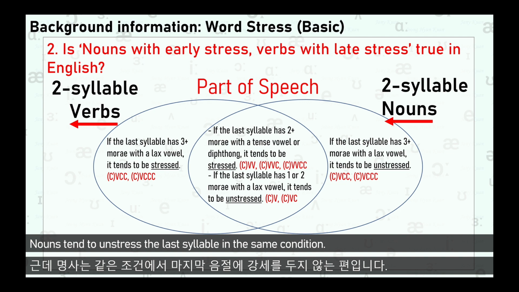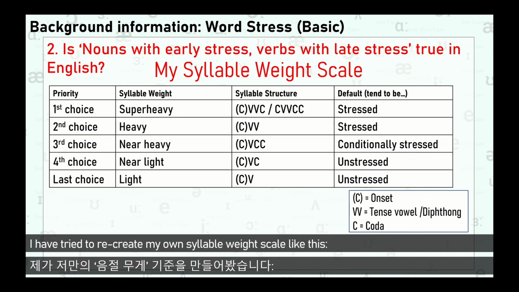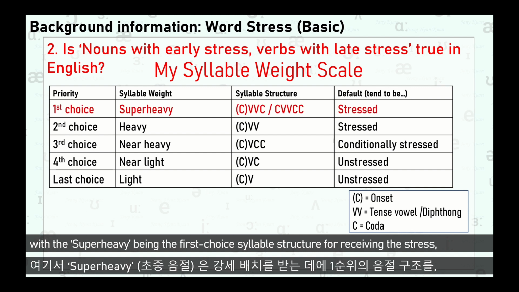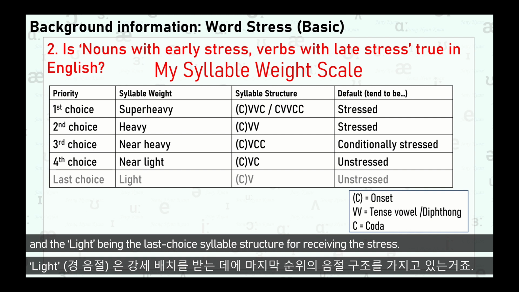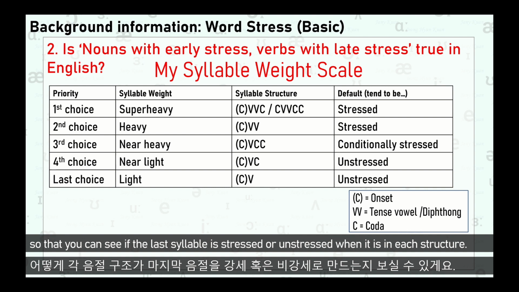Based on these discoveries, I have tried to recreate my own syllable weight scale like this. With the super heavy being the first choice syllable structure for receiving the stress, and the light being the last choice syllable structure for receiving the stress. Now I'm about to show you some examples in this order so that you can see if the last syllable is stressed or unstressed when it is in each structure.